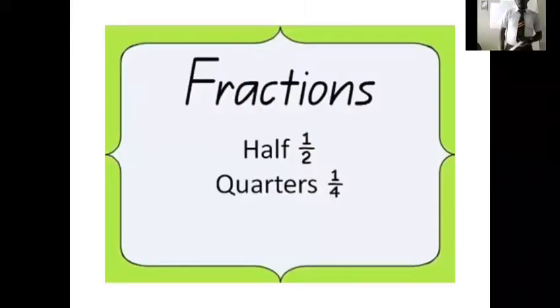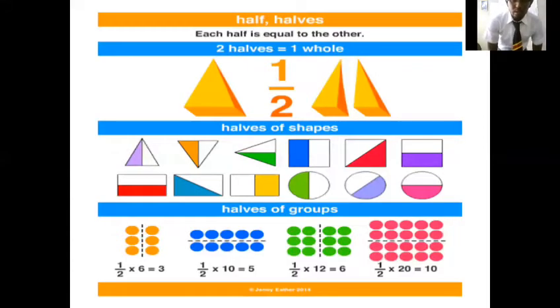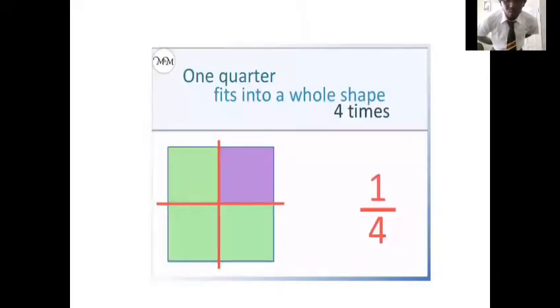So fractions, half and quarter. If you look here at the slide, you'll see the fraction half. And you see many different shapes like the triangle, square, rectangle, and circle. You see them divided into two equal parts. And you see the fraction there. Then you have quarter, 1/4. 1/4 fits into a whole shape 4 times. How many times? Correct, 4 times.